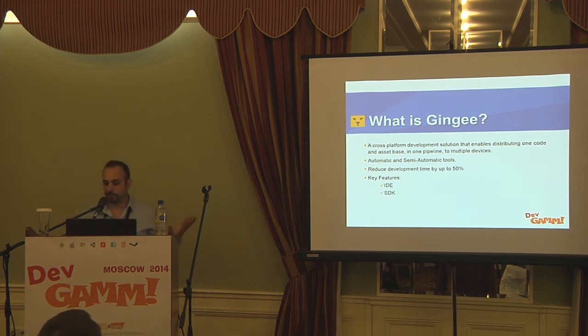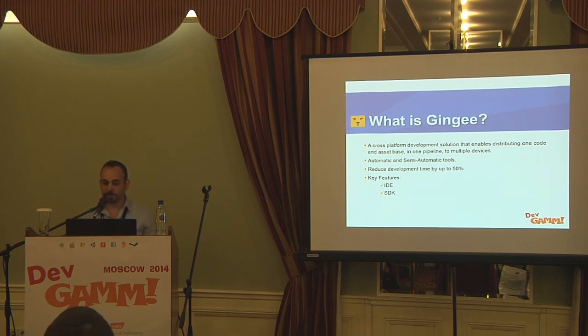Gingee is a cross-platform development solution that enables distribution of one code and one asset base in one pipeline to multiple devices. That means that you write one code and one set of assets and you deploy to all, and we're going to see some examples of games later on in this presentation. We give automatic and semi-automatic tools. That means that some of them work behind the hood, and some of them you can modify. We reduce the development time by up to 50%, and we have an SDK for coding ninjas, for guys that like to write code, and we also have a drag and drop IDE that can create code for you, and we'll show that later on.